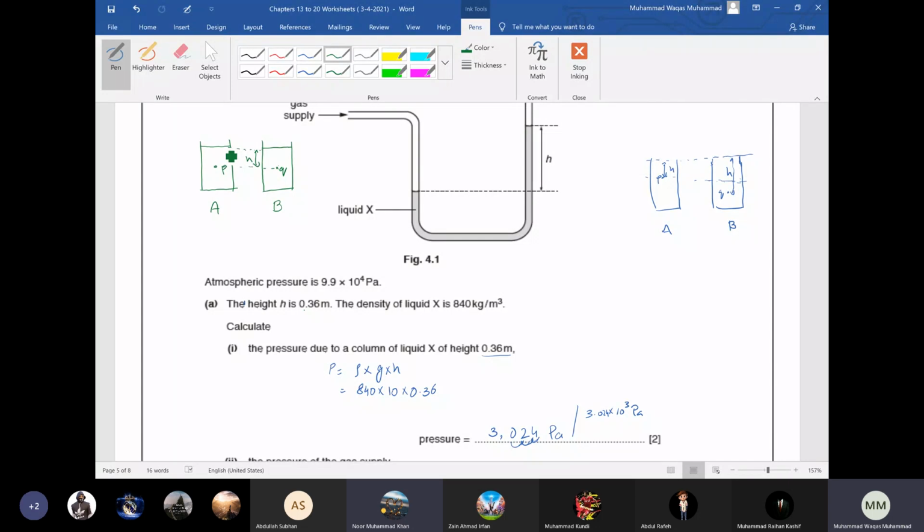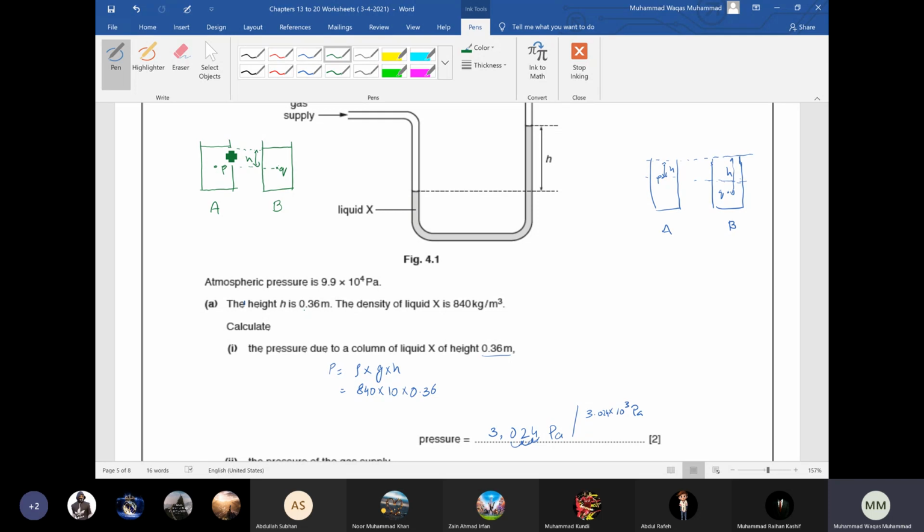Beta, liquid B is more dense, so how can it be P? It should be Q. Sir, I'm saying B. Okay, beta, B is a liquid, so you have to tell either point P or Q. Okay, sir. You said B, I thought you said P because it is closer to that.